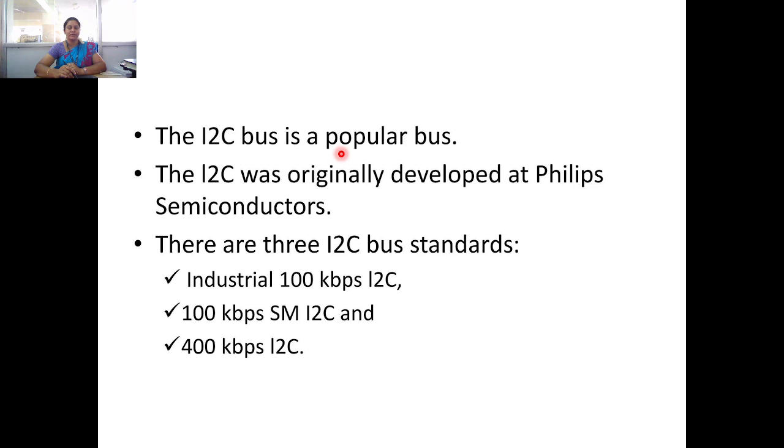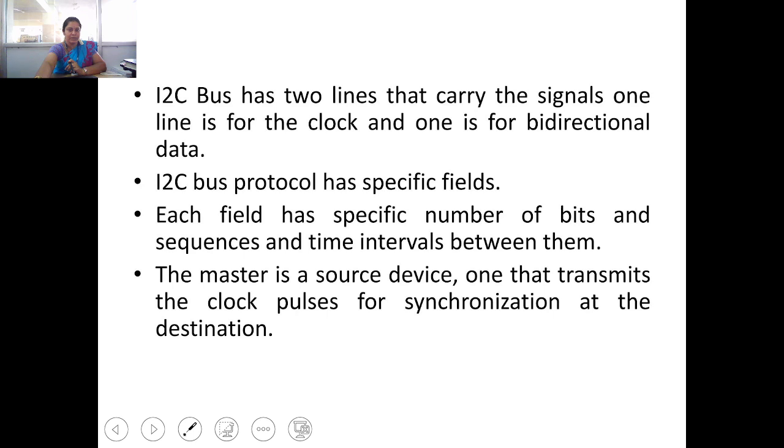This I2C was developed by the Philips company, a semiconductor company, and it is classified into three standards, which are 100 kbps, something between, and 400 kbps. This is the speed of your I2C bus, and it has two lines. The I2C bus has two lines.